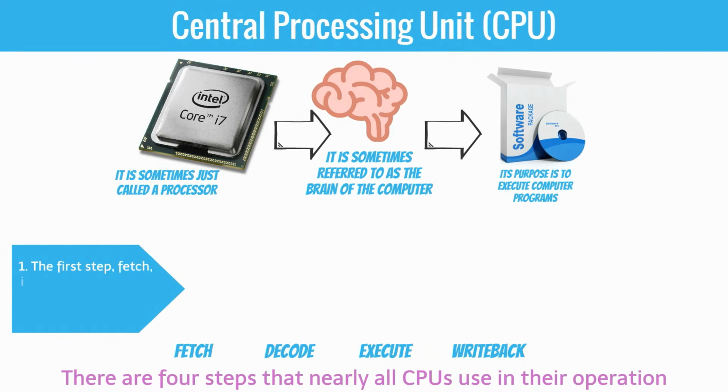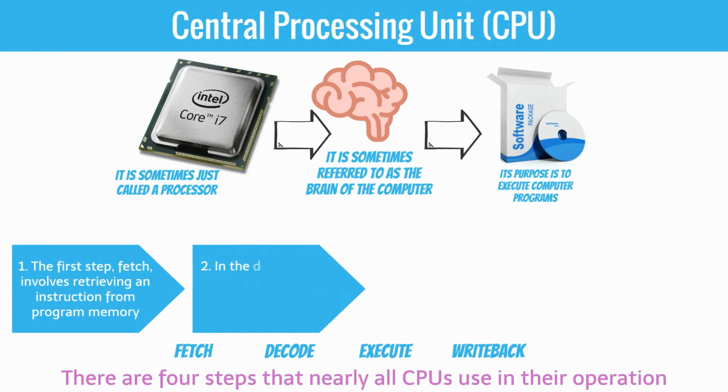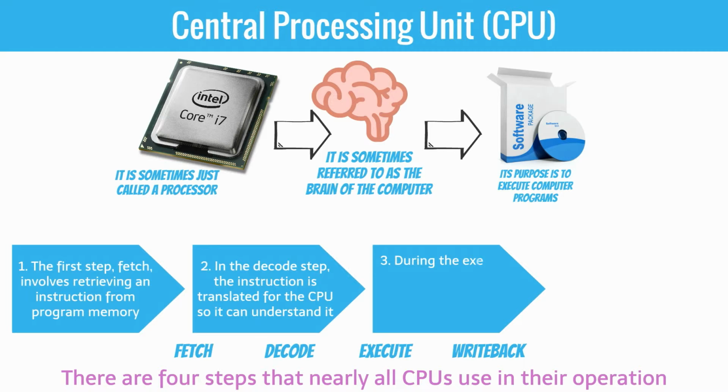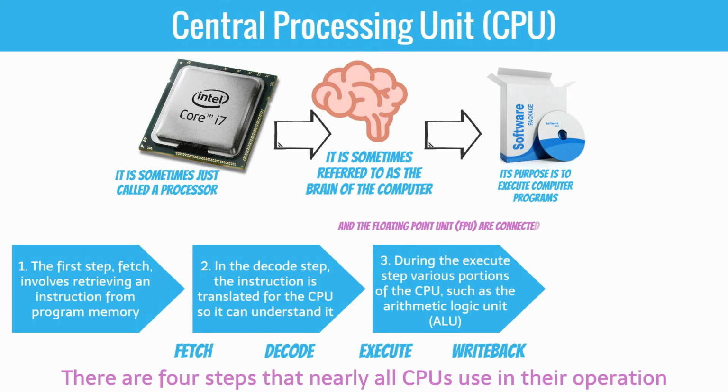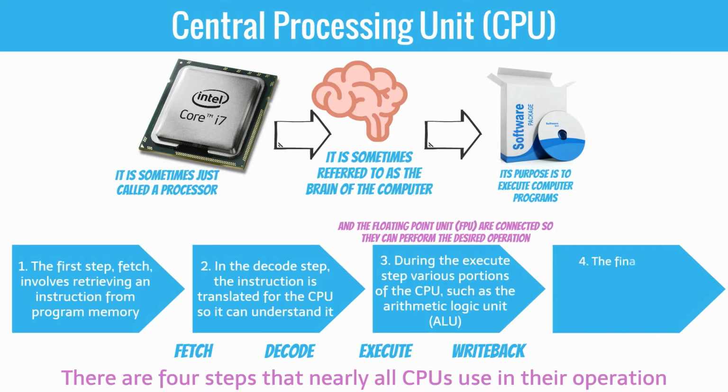The first step, fetch, involves retrieving an instruction from program memory. In the decode step, the instruction is translated for the CPU so it can understand it. During the execute step, various portions of the CPU, such as the arithmetic logic unit, ALU, and the floating point unit, FPU, are connected so they can perform the desired operation. The final step, write back, simply writes back the results of the executed step to some form of memory.